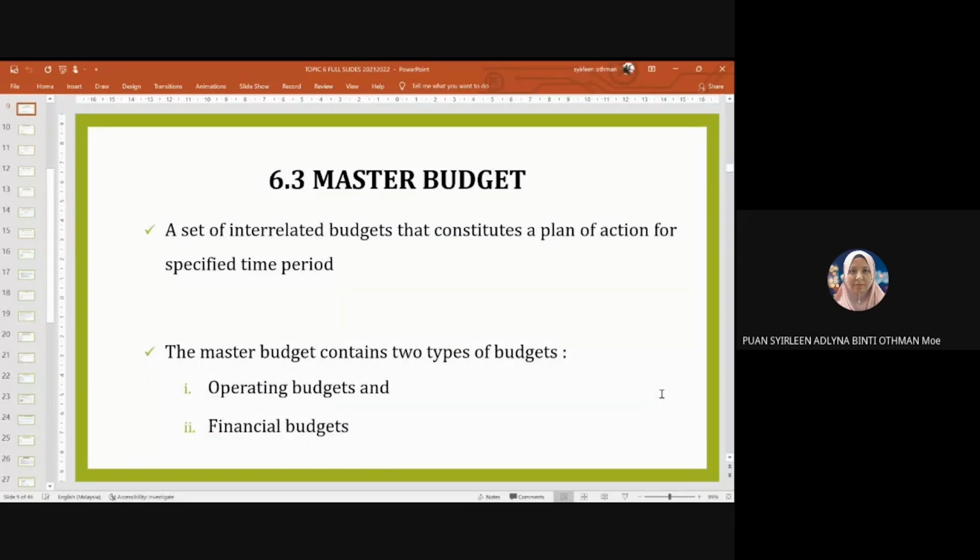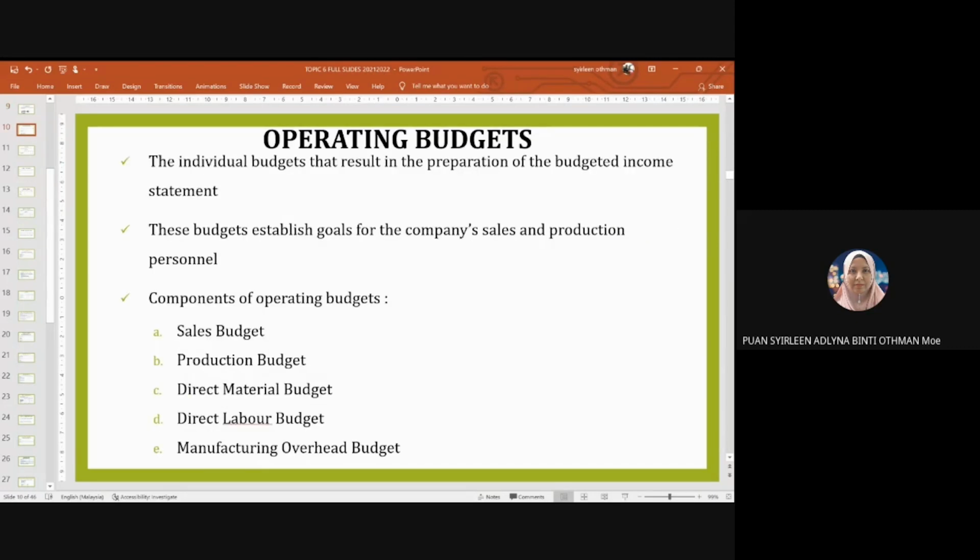Okay, for the master budget, we have two types of budget, which is one is operating and the second one is financial. Okay, so for the operating budget, Madam has already taught it. Okay, you have your sales budget and then you have your production budget. Okay, you have your MOH. Okay, you have your direct labor budget as well, right? The sales budget is done, production budget is done, direct material budget is also done. Direct labor and also MOH. These are all operational budgets. Okay, so these are related to production.